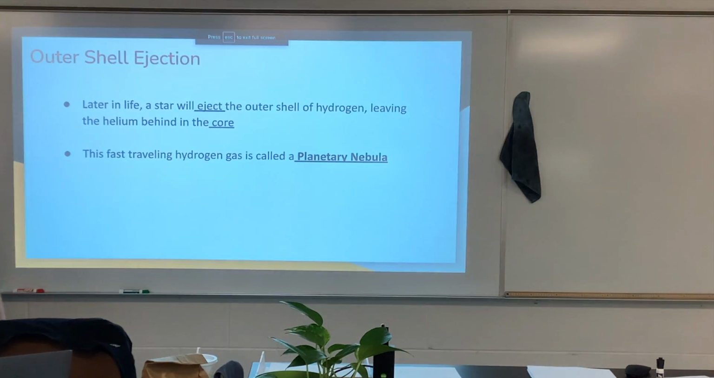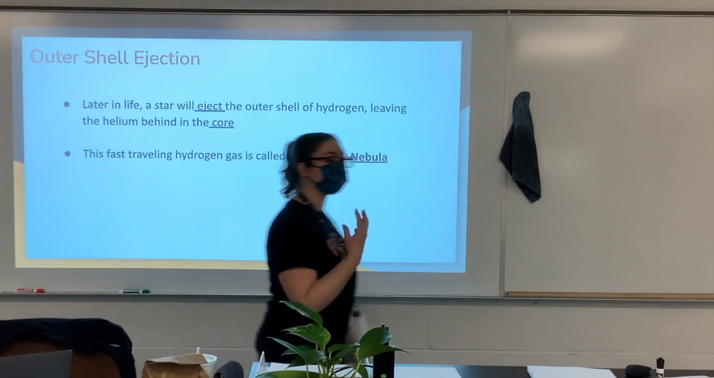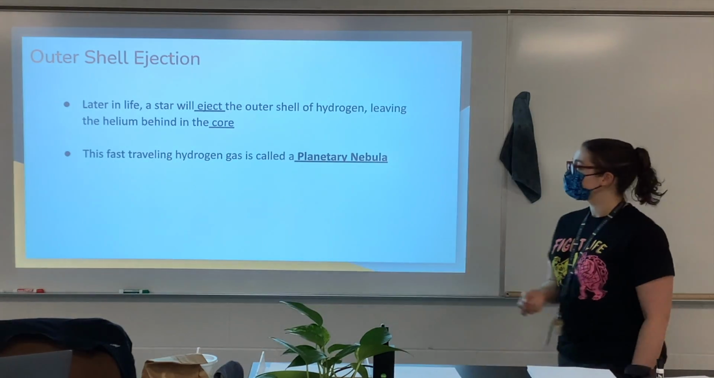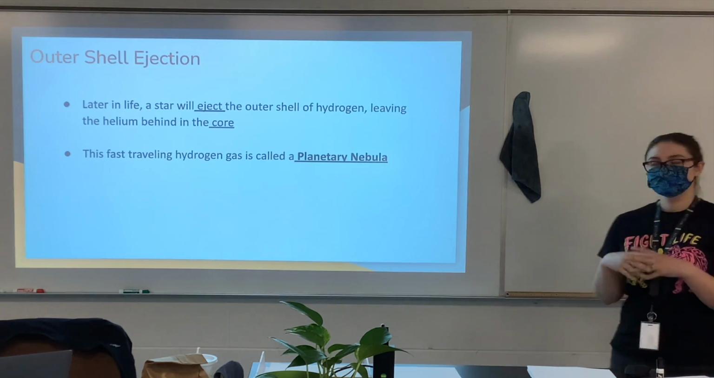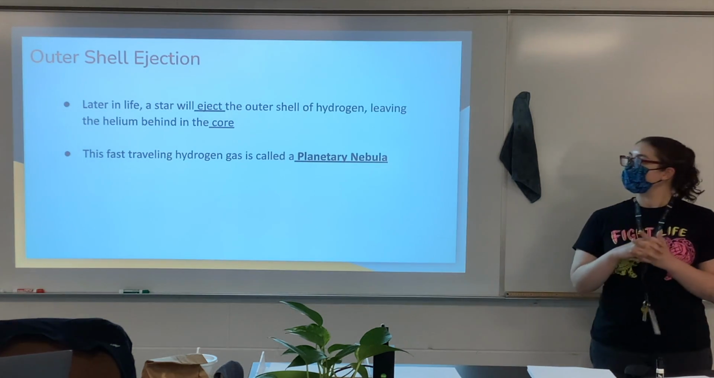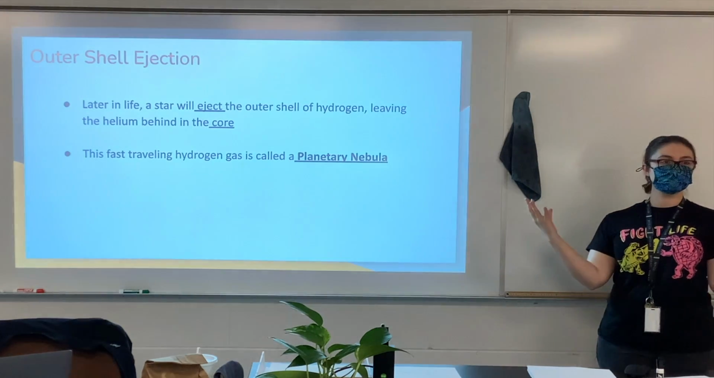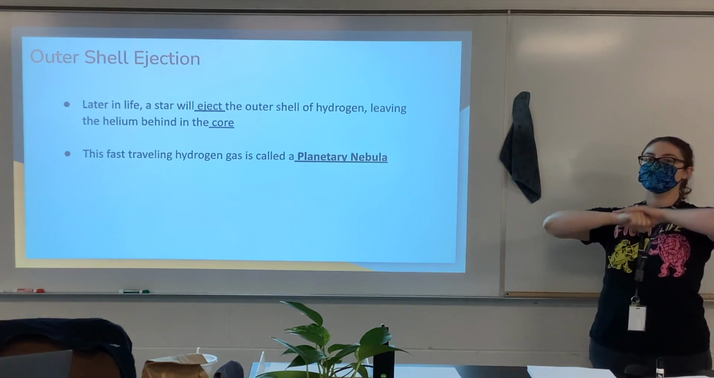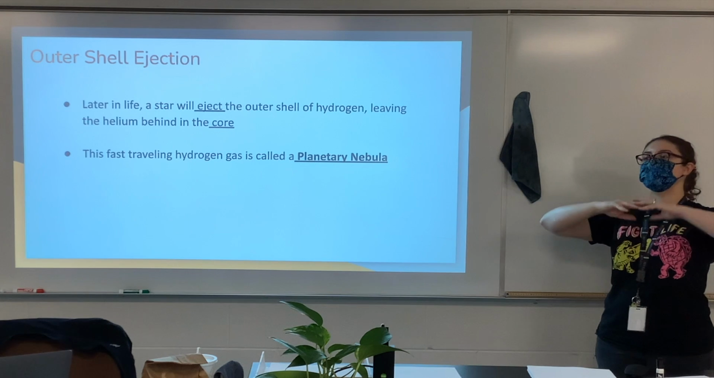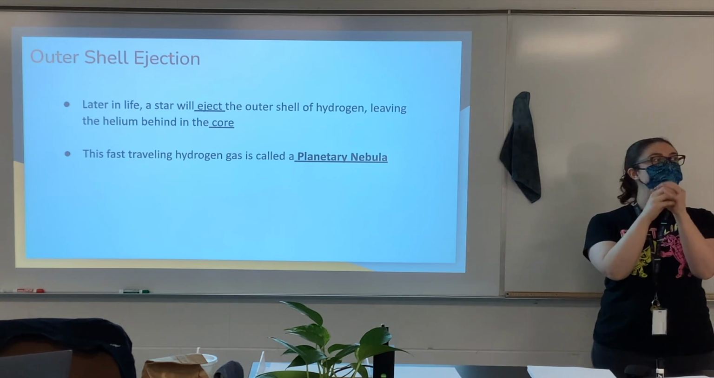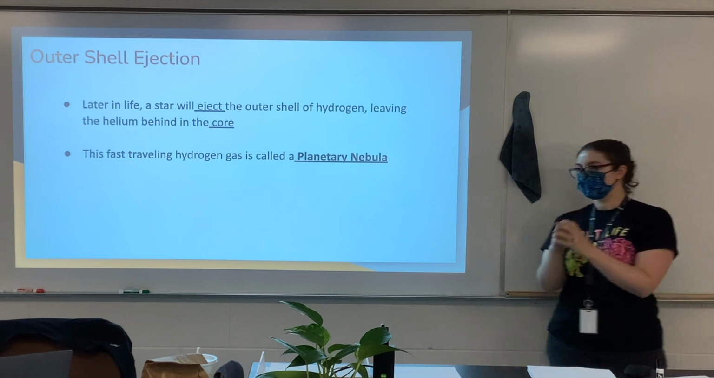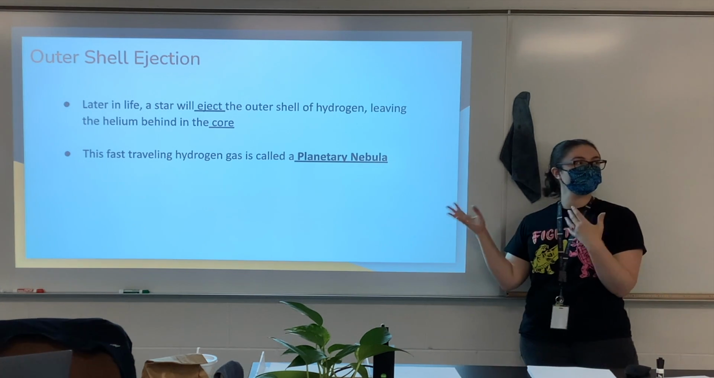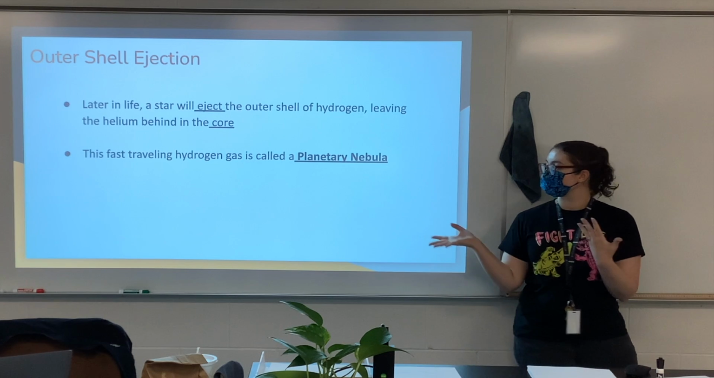And all that is left behind is the core of the star. So most of its gas has been converted from hydrogen into helium. And then as we get much, much closer to the end of a star's life, the last little bits of hydrogen get ejected, and all that's left over is the core of the sun, or core of the star. And again, this is something that our sun is going to experience at some point.